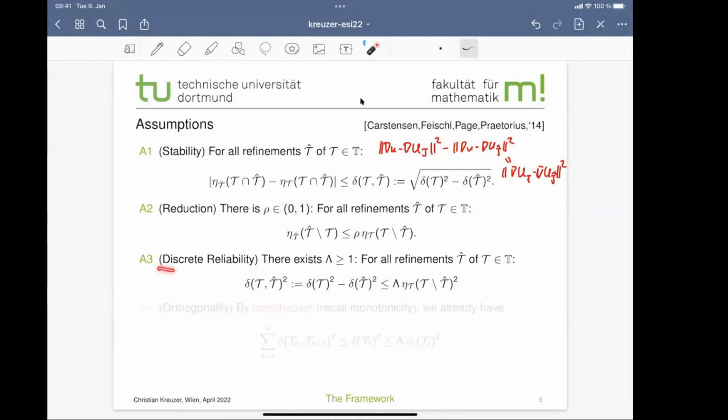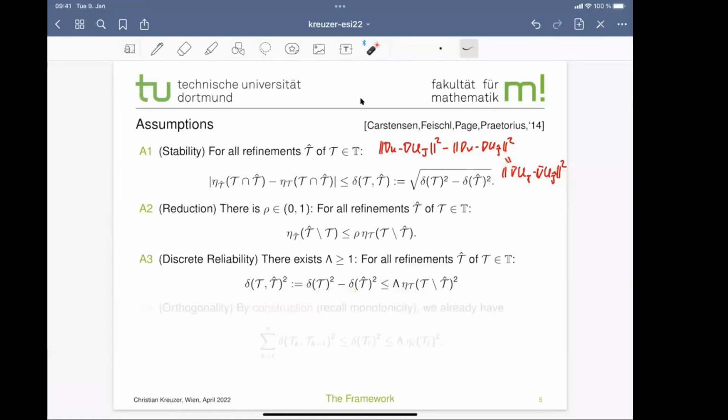Then you have a third assumption here, and this means that we have discrete reliability. So the error between two discrete solutions is bounded by a fixed constant, call it capital lambda, times the error estimator only on the elements that need to be refined when going from T to T hat.